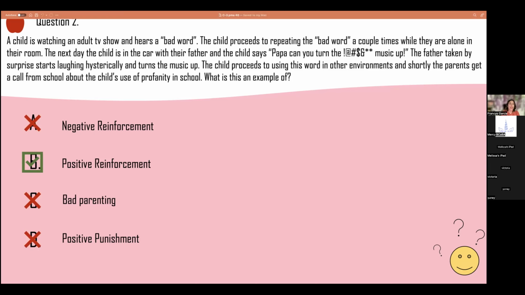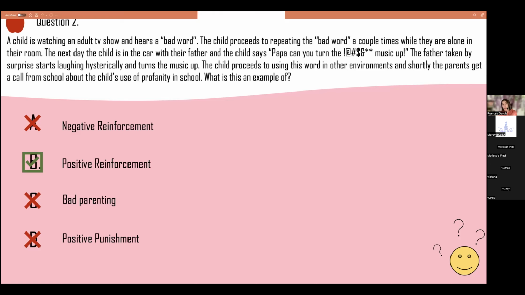If we go back to the whole story, she hears a bad word, and she repeats the bad word a couple times. Okay, so when she is in the car with her father, she says the bad word that she hears. And the father, at that moment, was taken by surprise, and his initial reaction was to start laughing hysterically. So what happened here? She got reinforcement, social praise, basically, because the dad was laughing. So it provided her with a type of reinforcement. She is receiving social praise, the laughing, the reaction of the father.